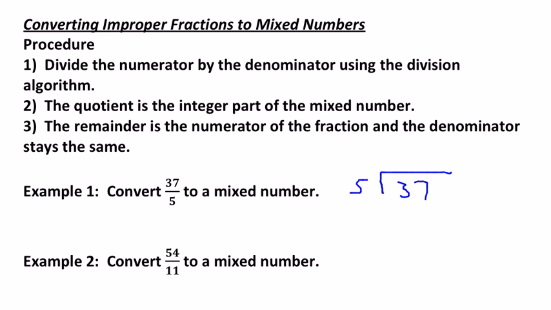So 5 doesn't go into 3, but 5 does go into 37 7 times. And so I've got 35. And that means that there is 2 left over, and so it has a remainder of 2.